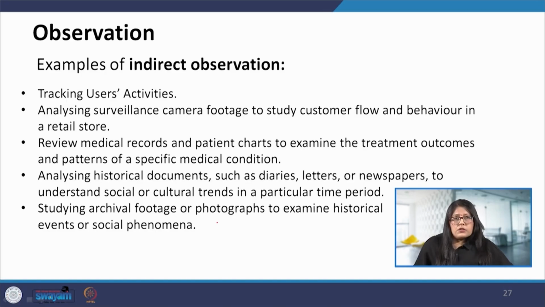Sometimes direct observations are not possible because they may be too intrusive, or observers cannot be present over the duration of the study. So, activities are tracked indirectly. We can look at diaries or interaction logs which provide information. Other methods can be tracking the activities of users or analyzing surveillance cameras. Other documents like medical records, patient charts, newspapers, videos, interviews can also provide useful information to the researcher.